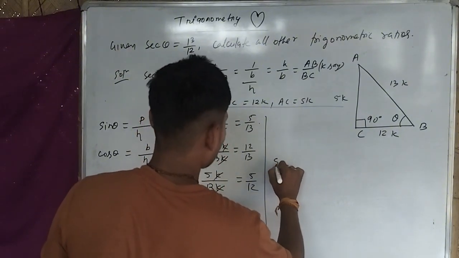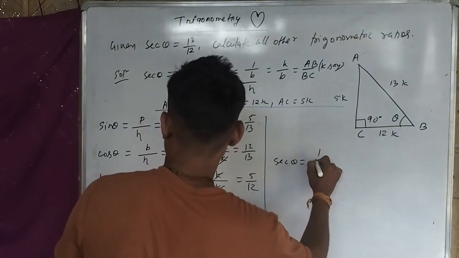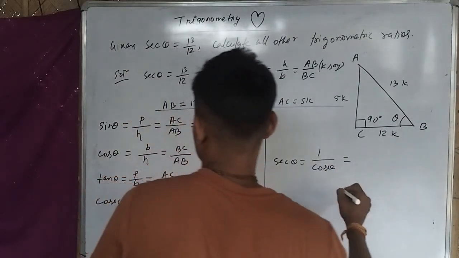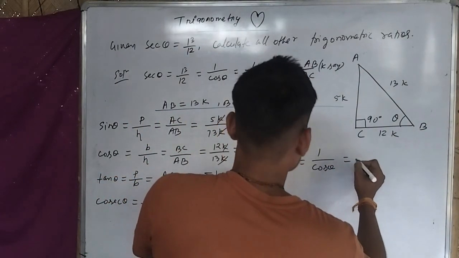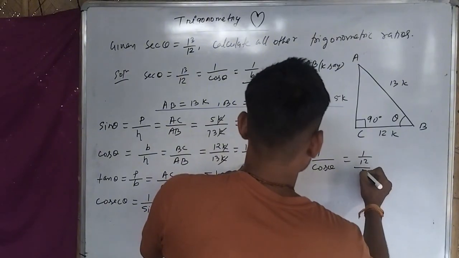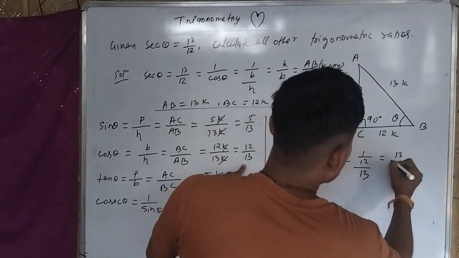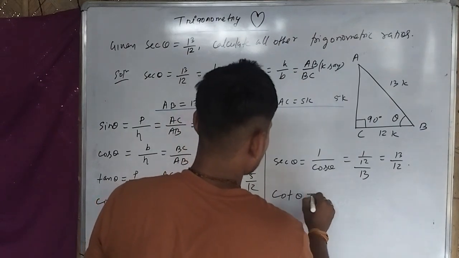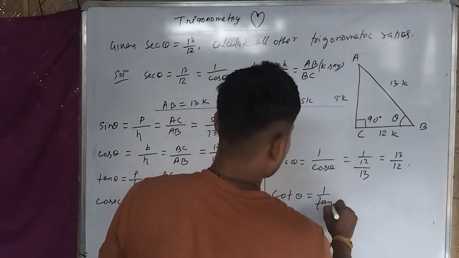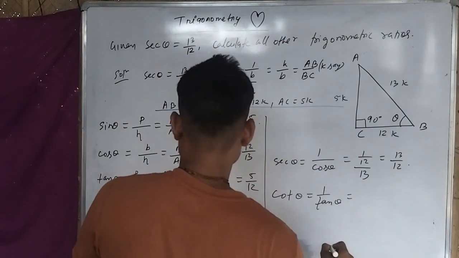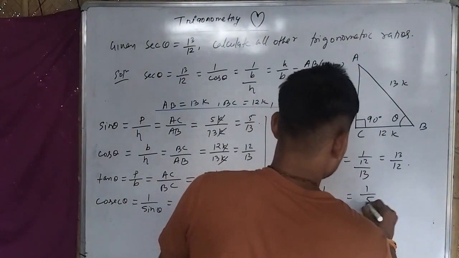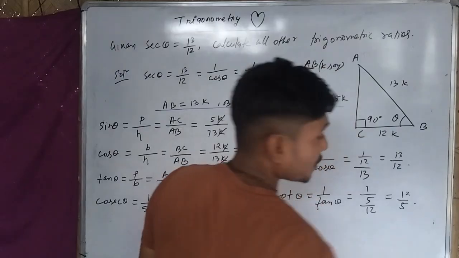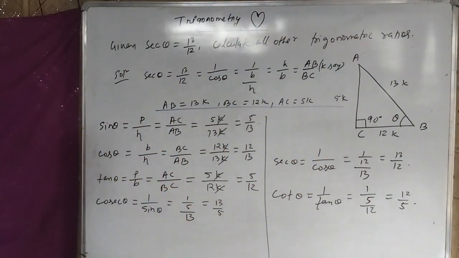Now sec theta is the reciprocal of cos theta, 1 by cos theta. Sec theta is given, so let's check whether it comes. 1 by 12 by 13, see, 13 by 12 is coming. Now cot theta is the reciprocal of tan theta, 1 by tan theta. Tan theta we get 5 by 12, so 1 by 5 by 12 is 12 by 5. So these are your trigonometric ratios.